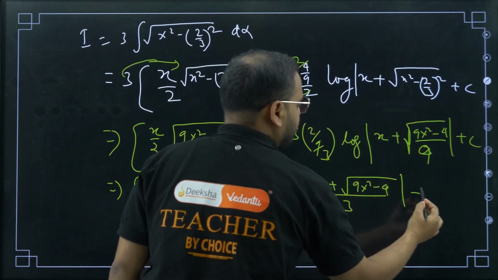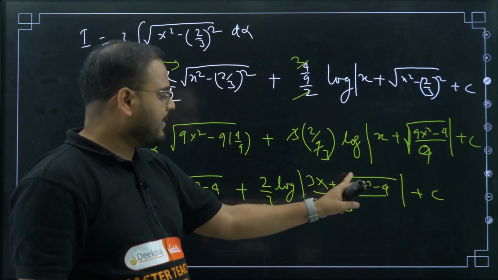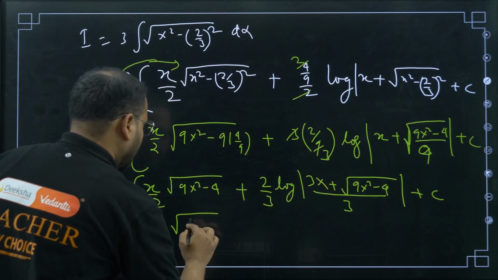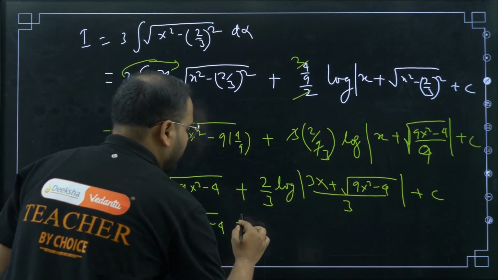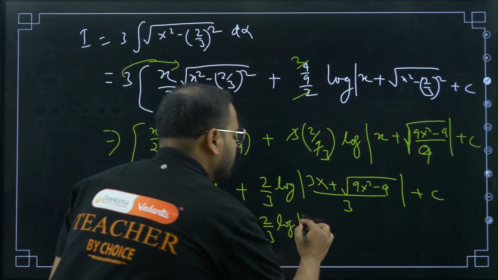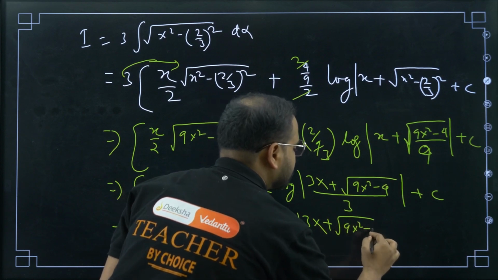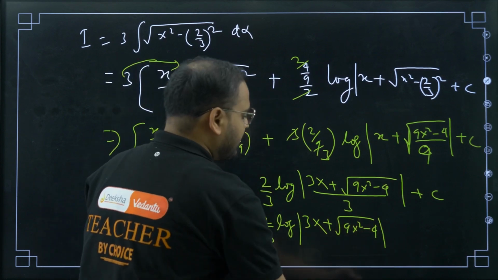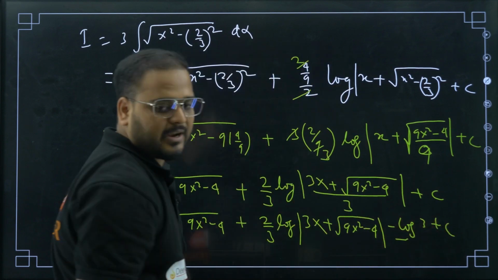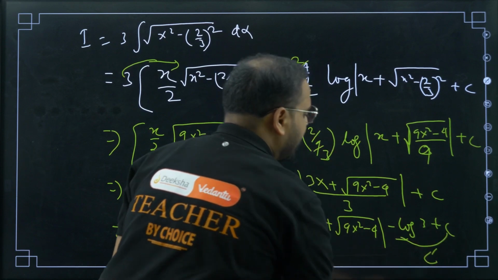Okay, this plus c. Now log of a by b, I can take as log of a minus log of b, and write it as x by 2 root of 9x square minus 4 plus 2 by 3 log of 3x plus root of 9x square minus 4, minus log of 3, plus c. Log of 3 is a constant only, right? Log of 3 is a constant. I can replace both of these by another constant c, or c dash or k, anything.